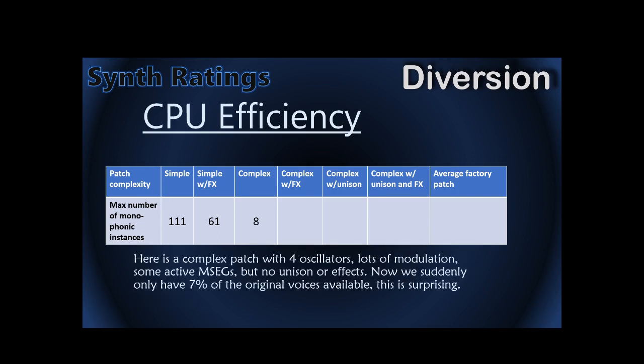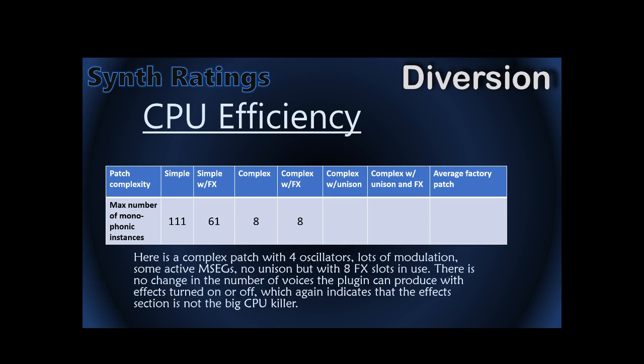Let's move on to the complex patch, and here we use all 4 oscillators, we use lots of modulation, some active MSEGs, but still no unison or effects. And now we suddenly only get 8 instances, which is only 7% of the original voices available, which is a surprisingly low number. If we add effects to this, we see that it doesn't really change anything.